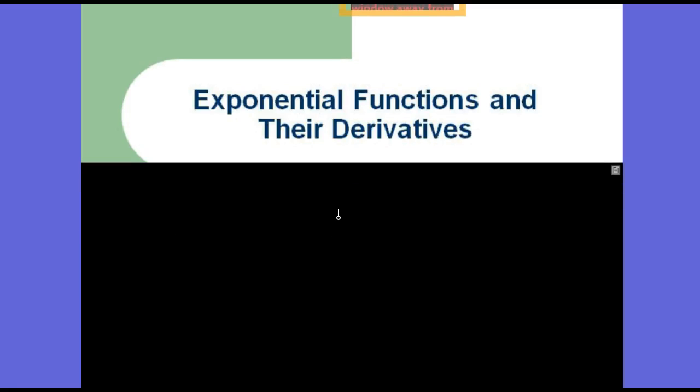So we focused on Friday on reviewing exponential functions and logs. We focused on solving for exponential functions and logs and creating a connection between exponential functions and logarithms. Today, we are going to look at actually finding the derivative of an exponential function.